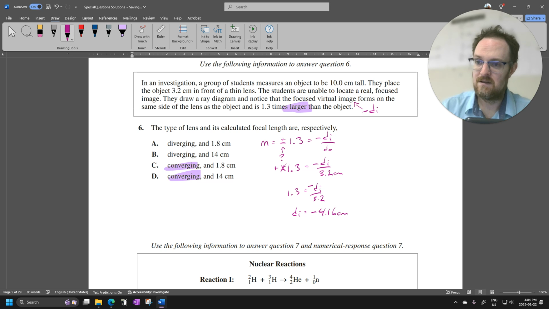negative 4.16 centimeters. If you put the other magnification with a negative on it, saying that's inverted, I would have a positive DI, that'd be a real image, then they would have found it. It says it's virtual. So this is virtual. That's very important. Then I can use that to figure out what the focal length is. Go 1 over f is equal to 1 over do plus 1 over negative 4.16. And I can figure out what f is.